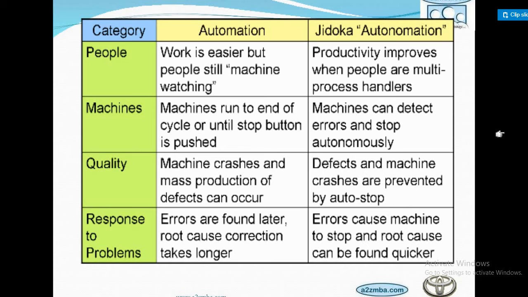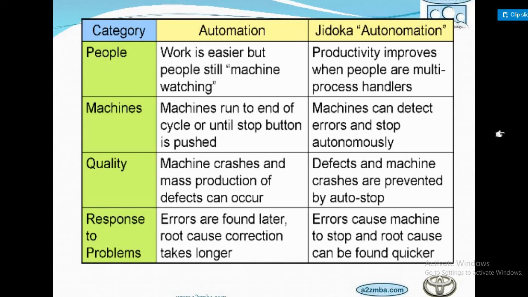So in automation, work is easier, but people will still be machine watching. And Jidoka means productivity improves when people are multiple process handlers, okay. In automation, machines run to the end of the cycle or until the stop button is pushed, okay. And in Jidoka, machines can detect errors and stop autonomously, okay.